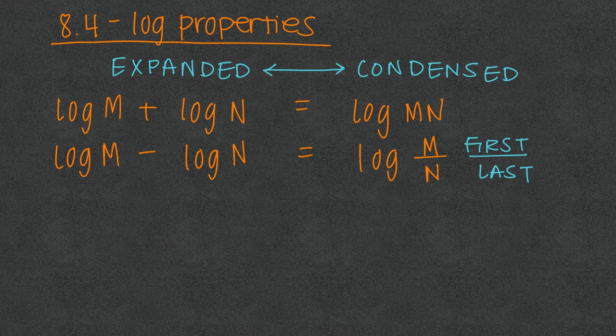And then the last one is in expanded form. We have a coefficient, k log m. But in condensed form, it can go to where? Where would it go? In the exponent? Yes, jail in the exponent.